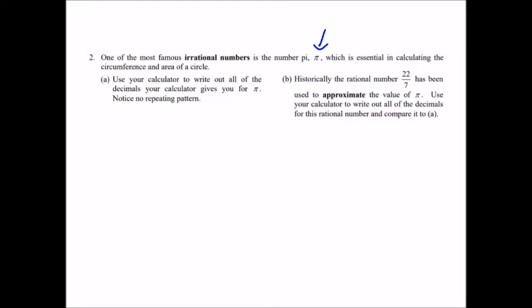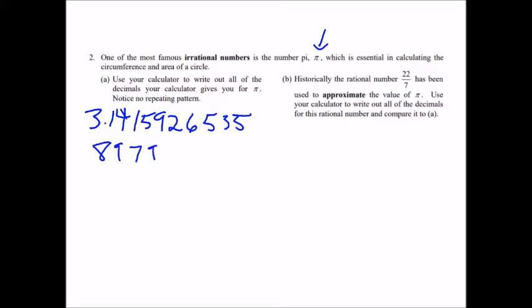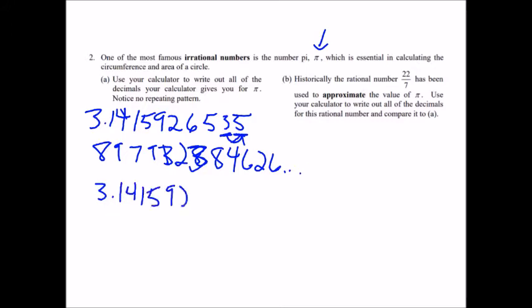Notice no repeating pattern. Now, I happen to know 1, 4, 1, 5, 9, 2, 6, 5, 3, 5, 8, 9, 7, 9, 3, 2, 3, 8, 4, 6, 2, 6, and so on. Your calculator, I think, rounds it. So your calculator would only give you 1, 4, 1, 5, 9, 2, 6, 5. It would actually make it 5, 4. Again, the calculator can only go to here, so it rounds it.